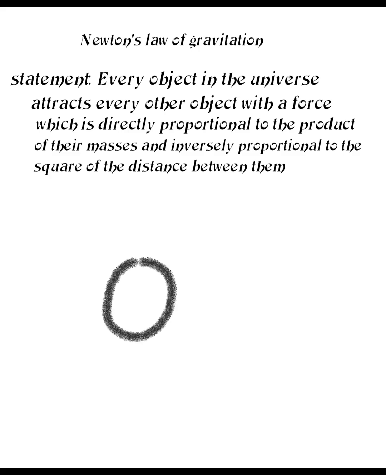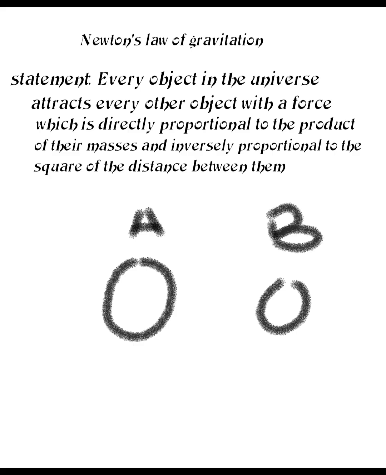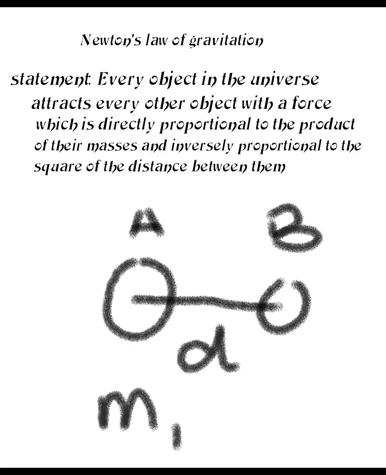To understand this concept, suppose there are two objects A and B separated by the distance d. The distance between the two objects is measured from their centers, not from their bodies. Object A is bigger and object B is small. The mass of object A is m1 and the mass of object B is m2. As object A is bigger, the mass m1 is greater than m2.